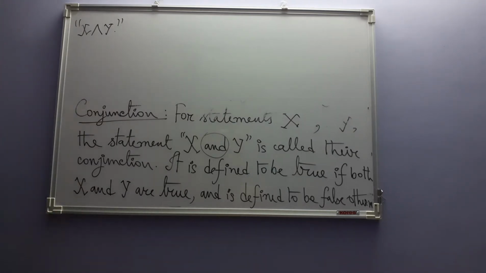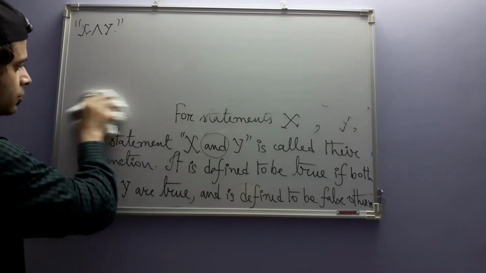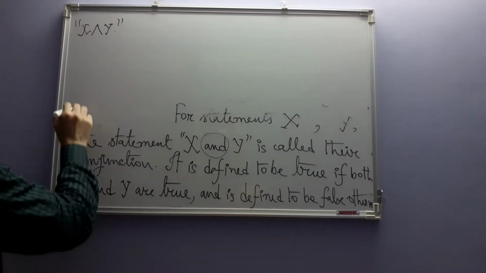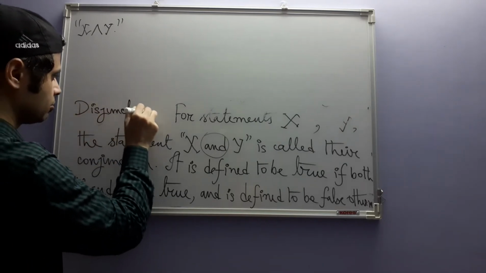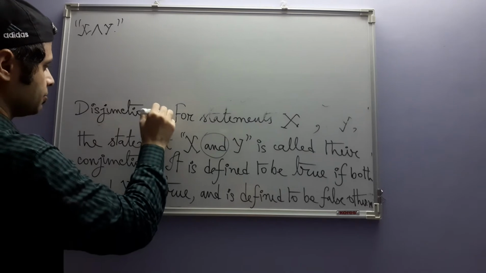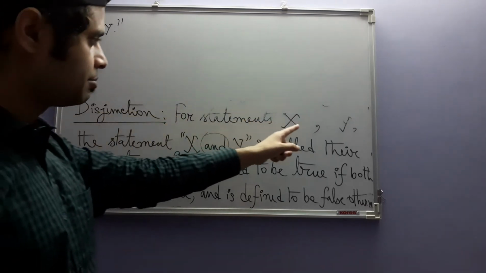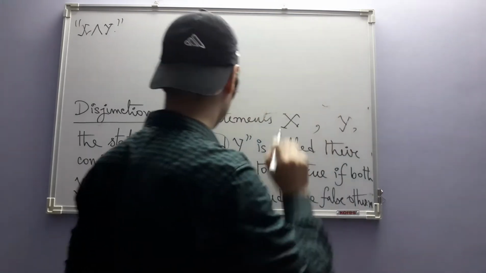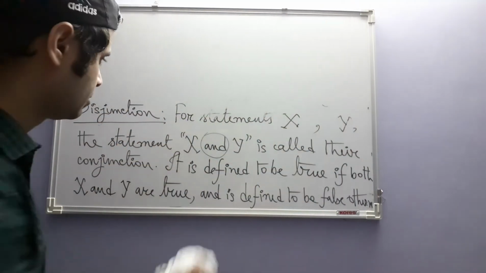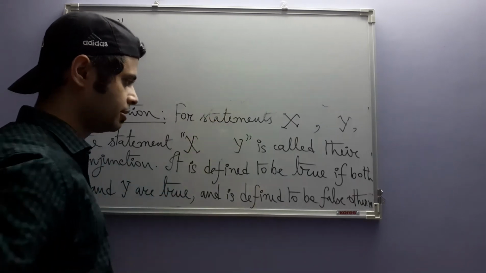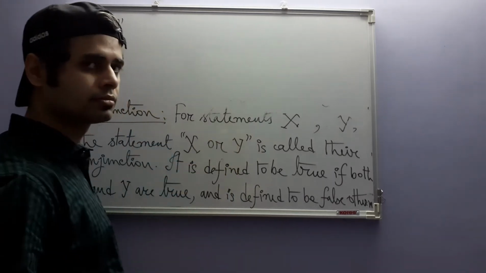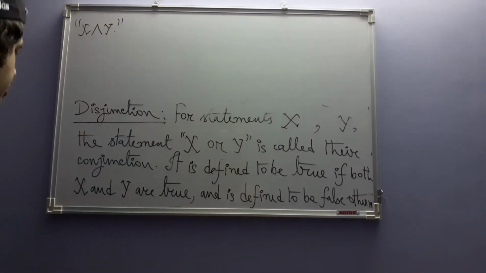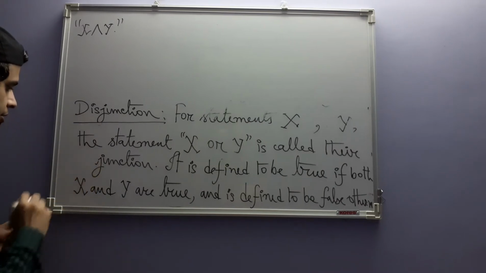Now the next way of combining two mathematical statements is disjunction. For statements x, y, the statement, you may have guessed it already. Once and appears, the other one is or. Okay, x or y is called their disjunction.